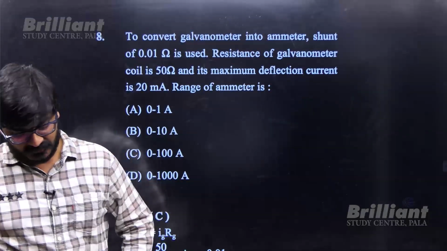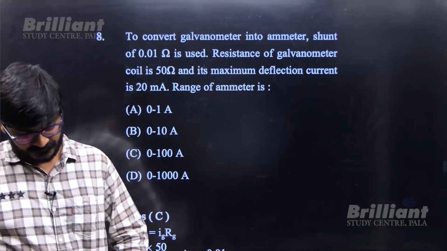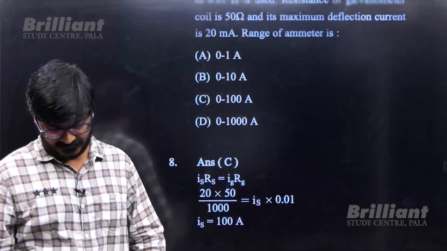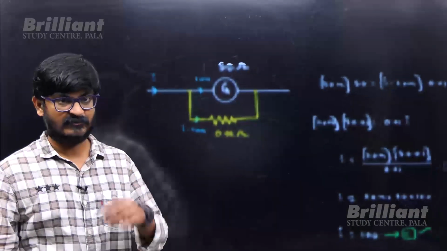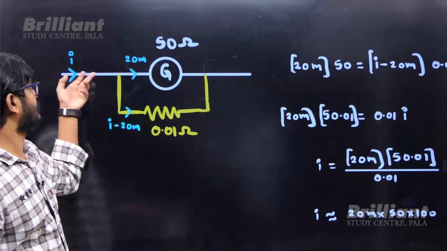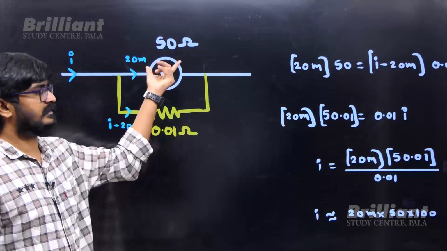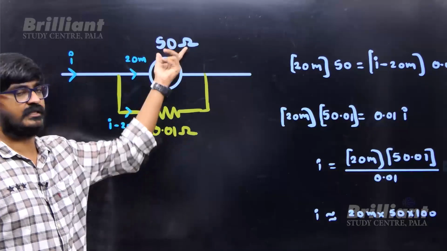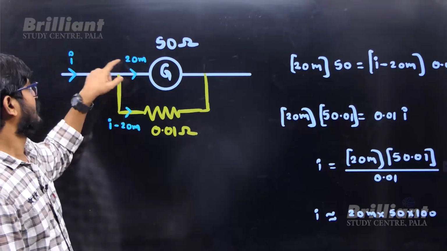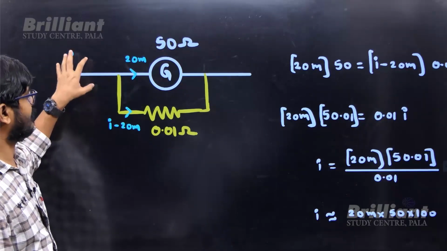To convert a galvanometer into an ammeter, a shunt of 0.01 is used. Resistance of the galvanometer is 50. Maximum deflection current is 20. You need to find the range of the ammeter, the maximum value that the ammeter can measure. Obviously you will be shunting a very small resistance to the galvanometer. You can see 0.01 is very small compared to 50. Now, the maximum deflection current in the galvanometer is 20.